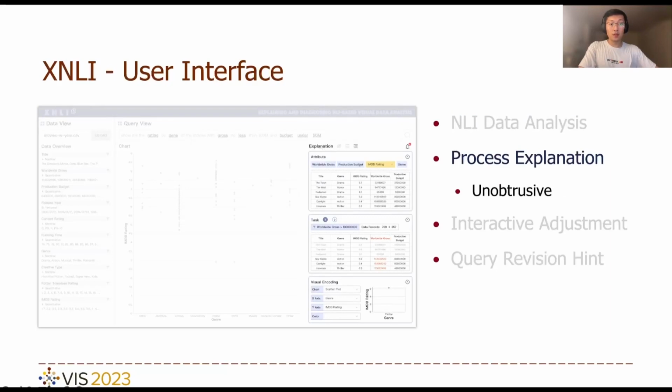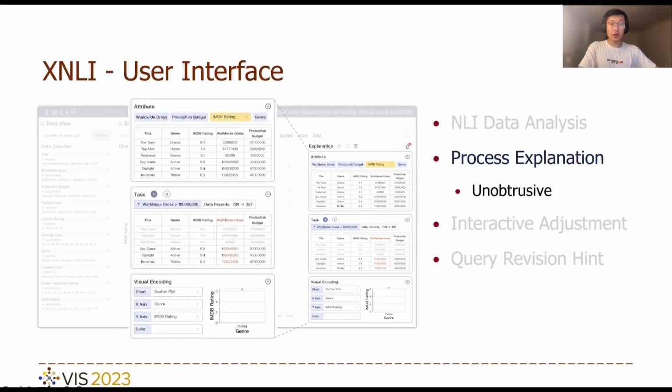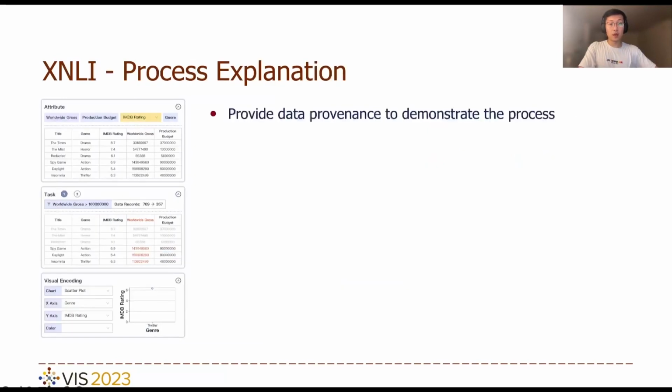The explanation panel is placed at the right of the NLI part, making it unobtrusive during the data analysis, so users can focus on data analysis process and use the explanations on demand. It reviews NLI process from the key aspects, as we mentioned before: attribute, task, and visual encoding. Inspired by prior work, we leverage data provenance to facilitate user understanding.